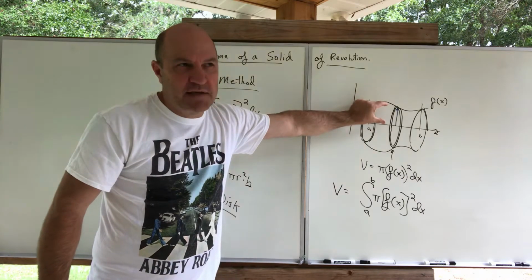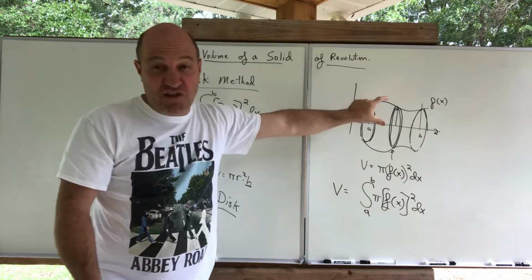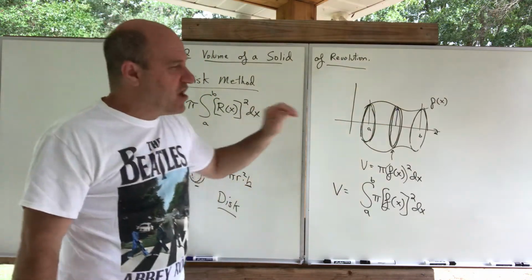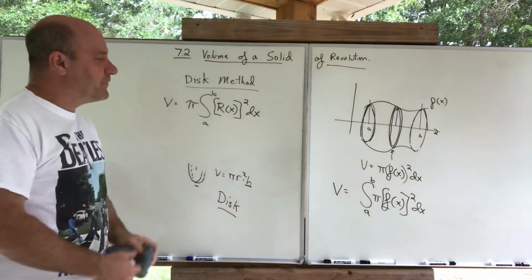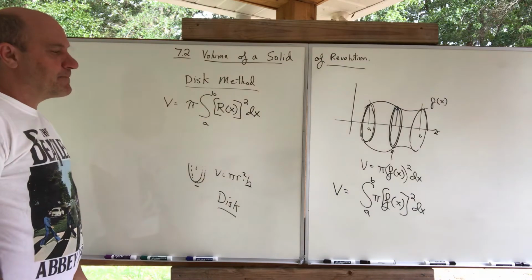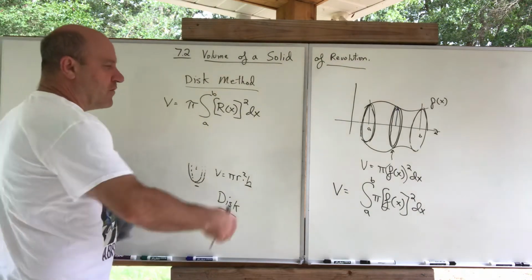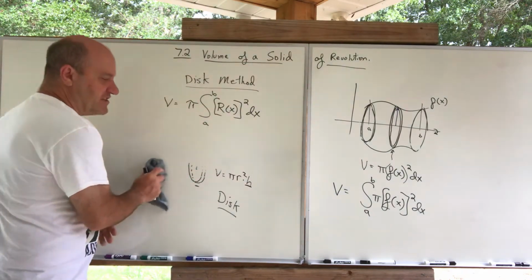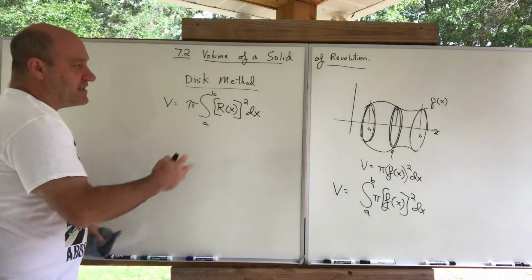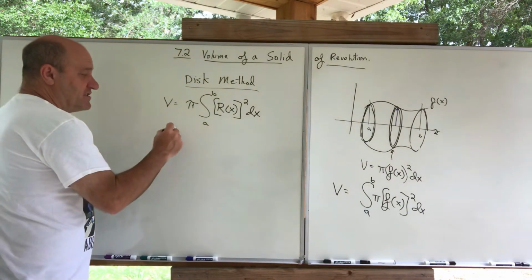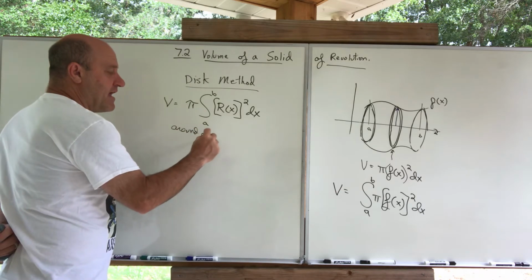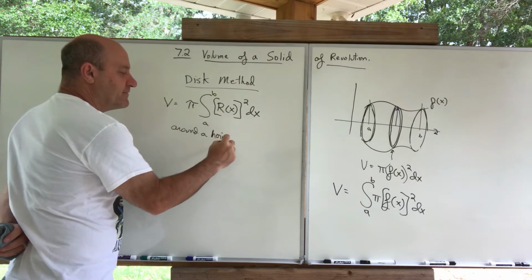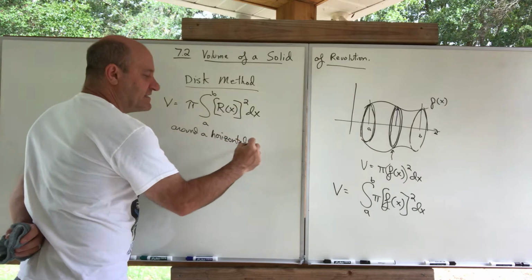You're looking for your radius. The radius is usually the function, but sometimes it changes. It's not always that function. We've got more advanced examples. Okay, so there's the official formula for the disk method. Now the truth is, that's the disk method. This is the official formula when you're going around a horizontal axis, like the x-axis.